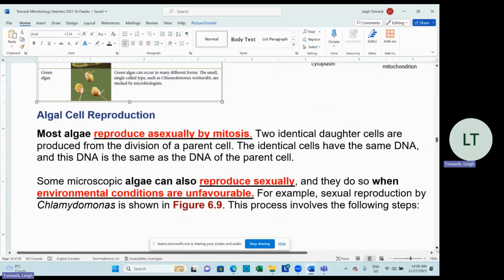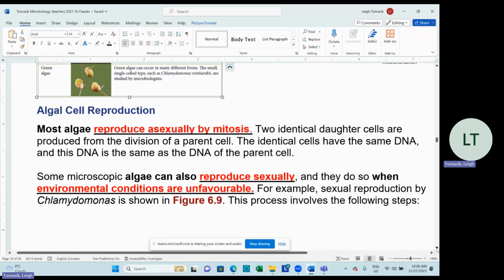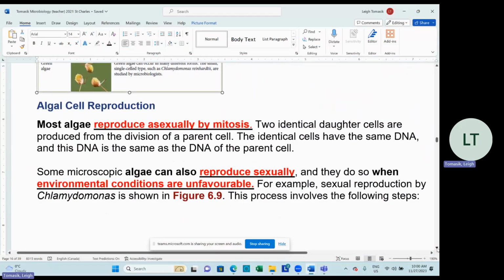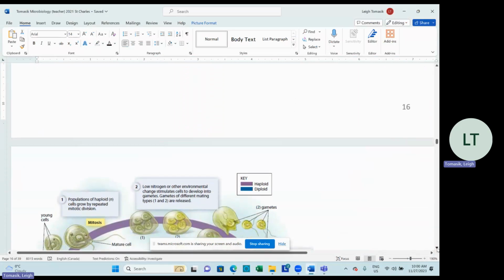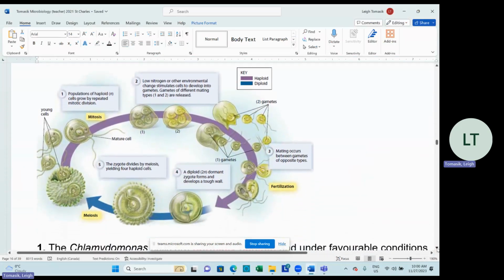So it says, for example, sexual reproduction by Chlamydomonas is shown in figure 6.9. It's complicated, and don't worry, you won't have to memorize this diagram. So this is an algae. For part of its life, it's haploid, and for part of its life, it's diploid. The difference is it's diploid during its zygote stage, and then the zygote divides by meiosis and gives haploid cells.